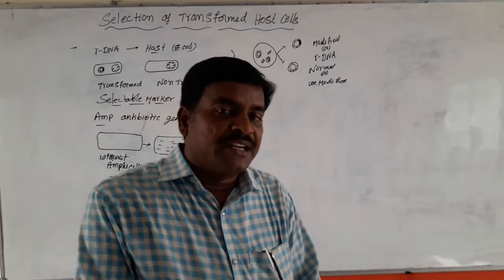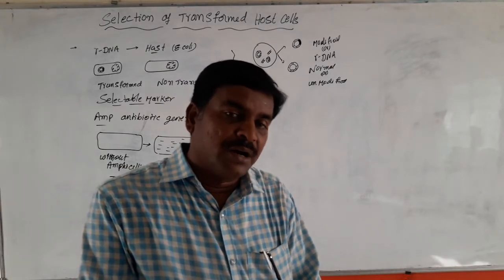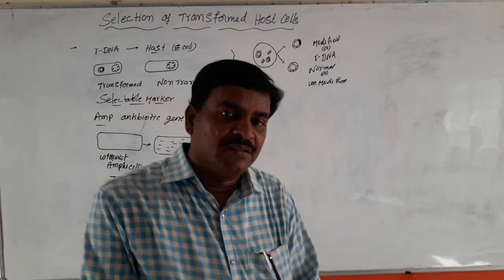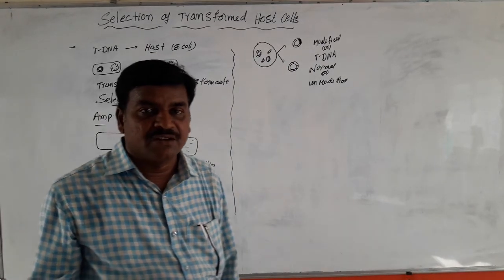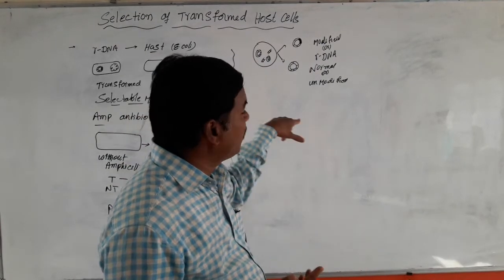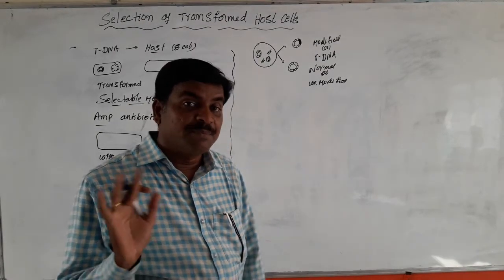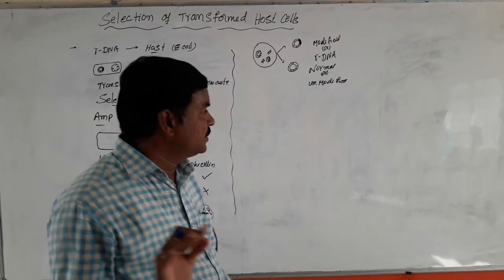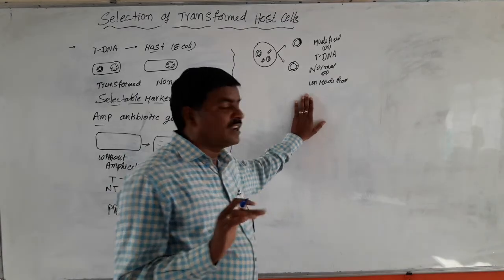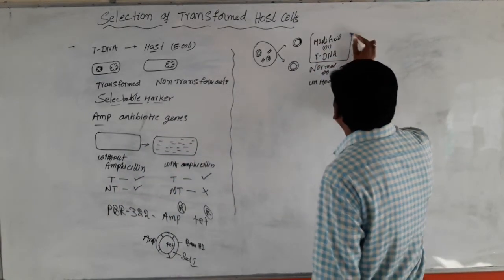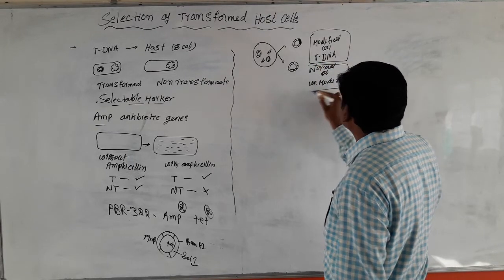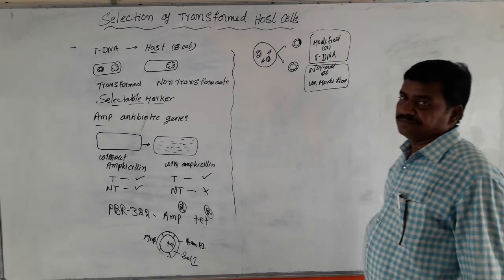When the gene of interest and plasmids are combined and incubated, some plasmids take up the desired genes from their surroundings. They are considered modified or recombinant DNAs. Some do not take up any desired genes. They are considered normal and unmodified. So in this way, two types of plasmids are formed after the incubation.